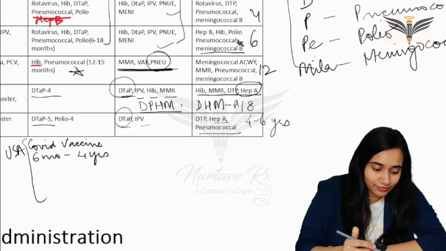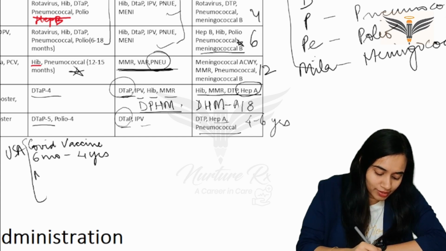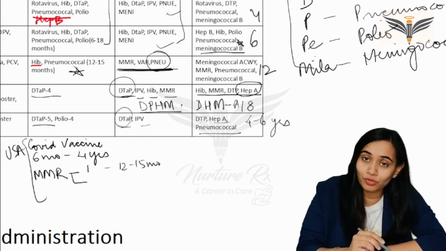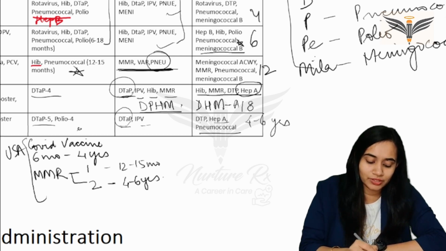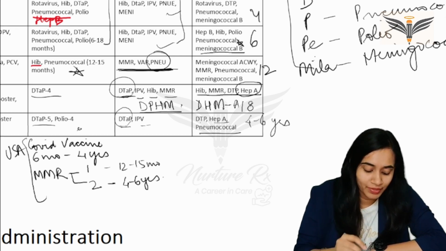Another thing that is given is, since MMR was not here in our schedule, MMR is given in 2 doses. The first dose is given at 12 to 15 months along with your pneumococcal vaccine, and the second dose is given at 4 to 6 years, right? At 4 to 6 years here along with DTP5 and polio vaccine. So MMR you have to remember separately for this.